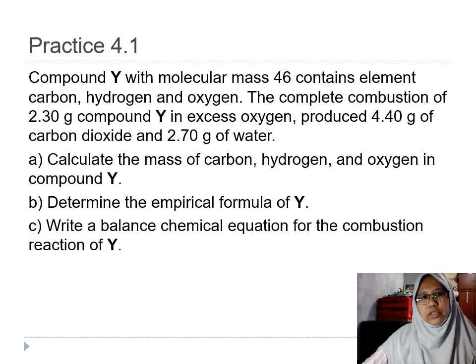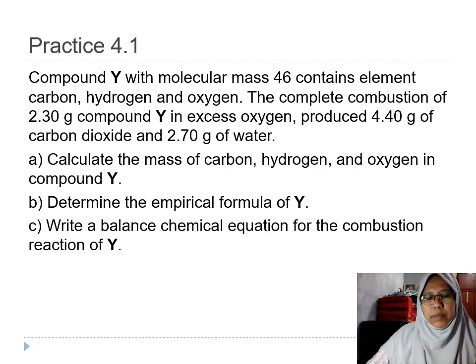Your next task is to do practice 4.1, and you need to find and calculate the mass of carbon, hydrogen, and oxygen in compound Y. So please, this is basically combustion data. So you're going to have a few steps before you can get the actual mass of carbon, hydrogen, and oxygen. After you determine the empirical formula, you need to write down a balanced chemical equation for the combustion of Y.